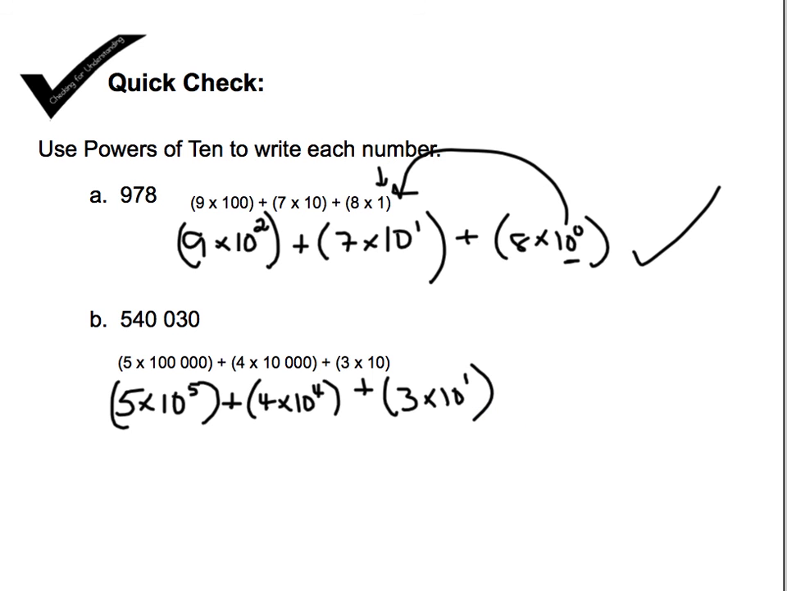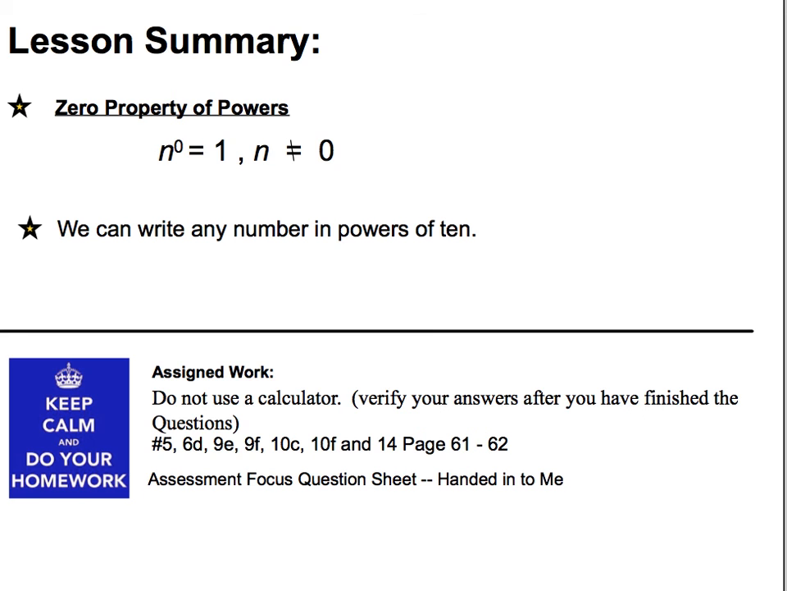Okay? So what we've learned in this lesson is that any base raised to the power of 0 is always equal to 1, but that base cannot equal 0. And you can write any number in powers of 10. So during your assigned work, do not use your calculator. Try to do it without using your calculator, and then verify your answers after using your calculator to make sure you know how to use your calculator and know which buttons to press and when.